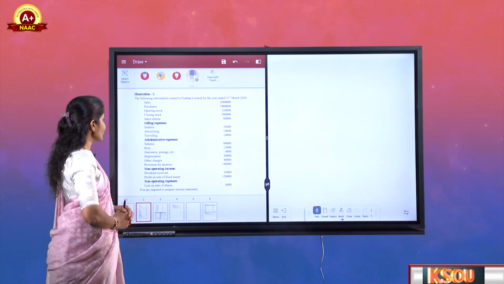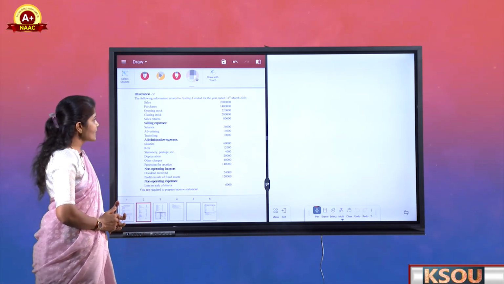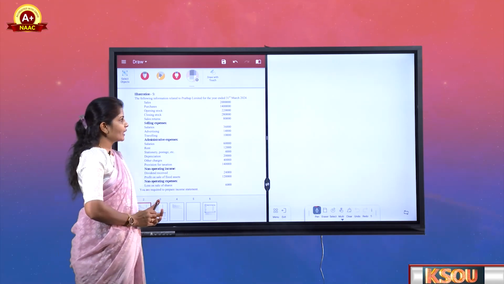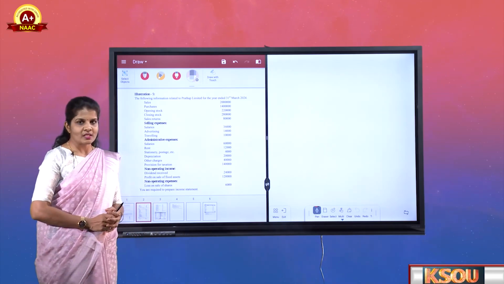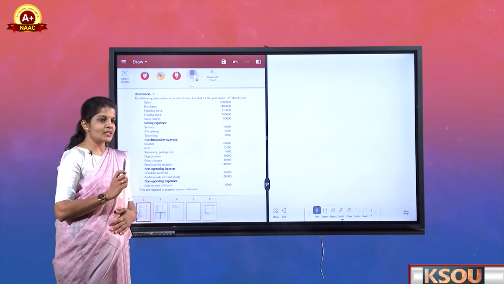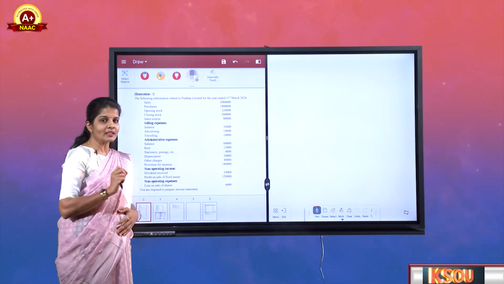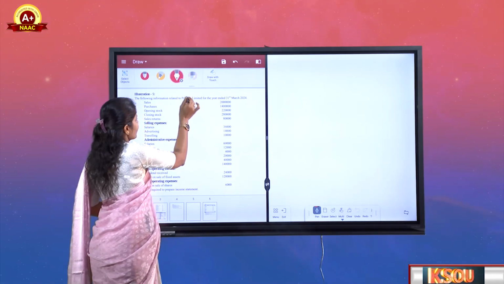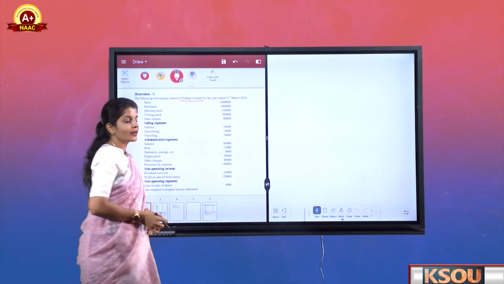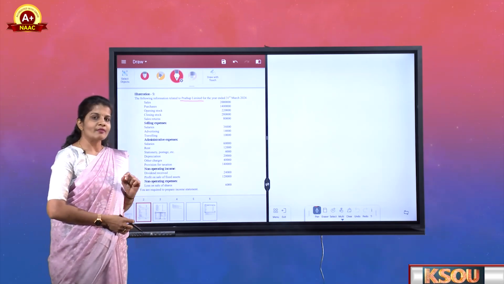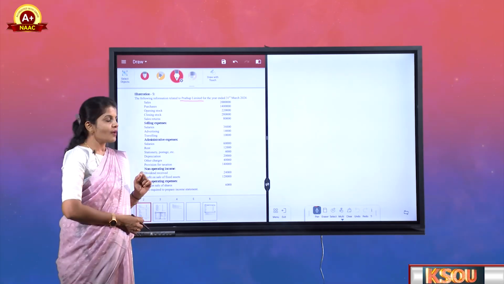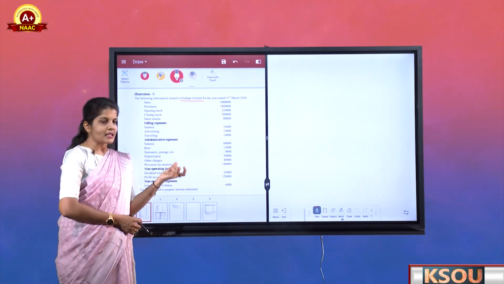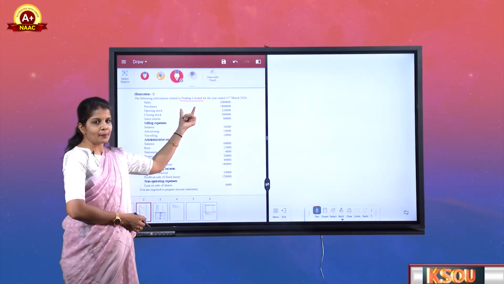Let us look into the problem. The following information related to Pratap Limited for the year ended 31st March 2024. Always I was mentioning that whenever there is a name of the company provided, then you should write it down. So before writing the format of statement of profit and loss, we should mention the name of the company. So here the company name is Pratap Limited.